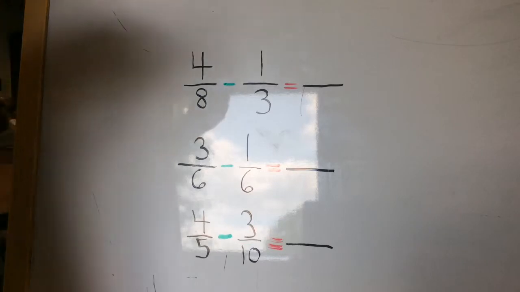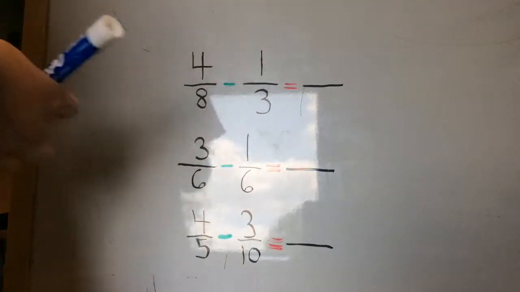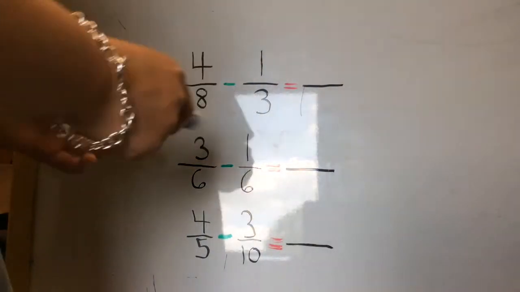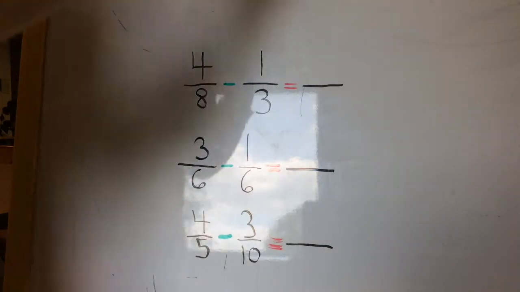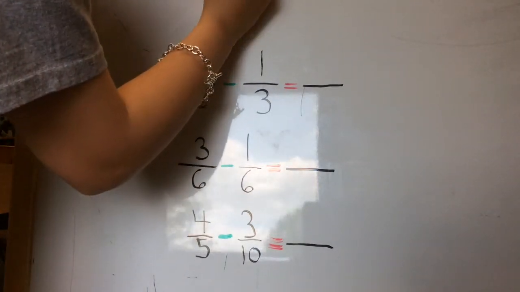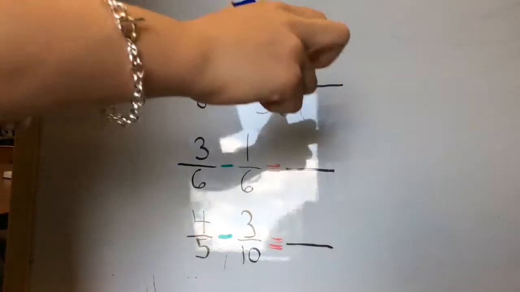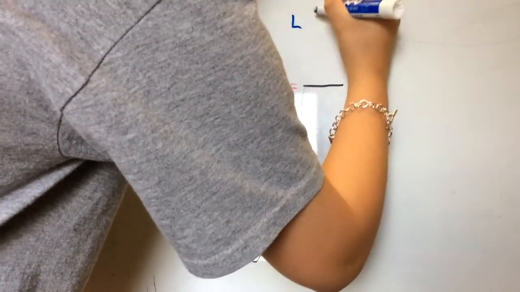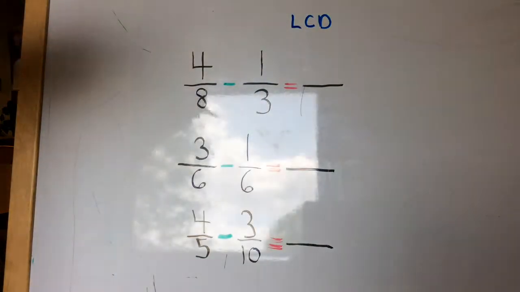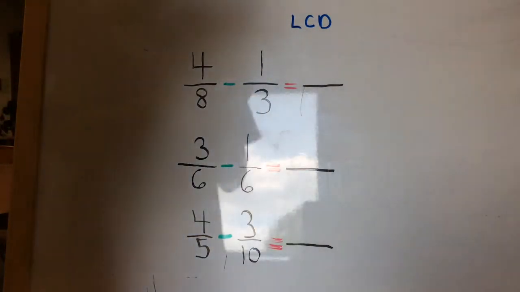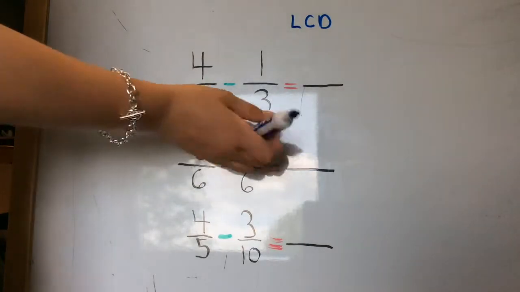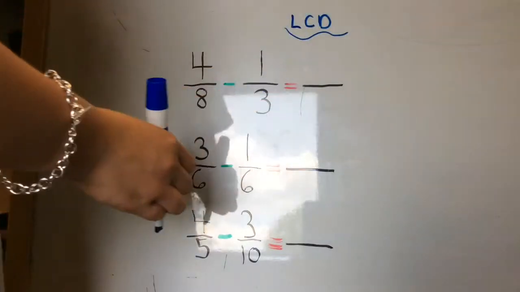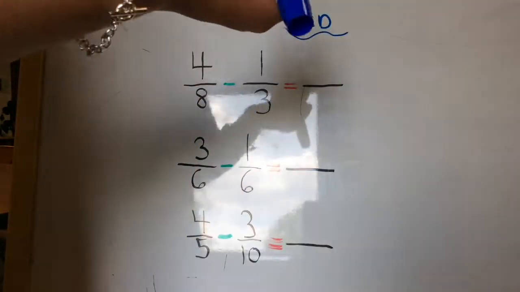Subtracting. Okay, so first we're going to do 4/8 minus 1/3. Now we need to get these the same. So we're going to do least common denominator. Let's check our answer. So, we can't multiply 3 to get into an 8, right? So we want to do this common denominator, like I said. So first we're going to do 8 times 3, and 8 times 3 is 24.